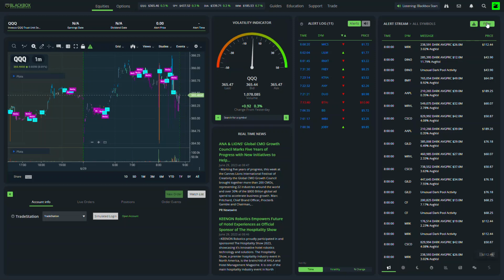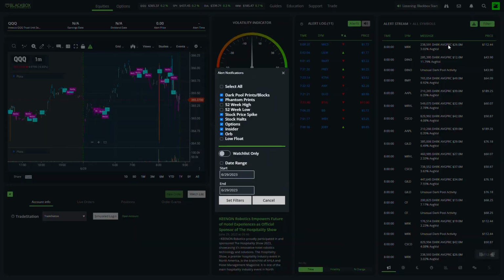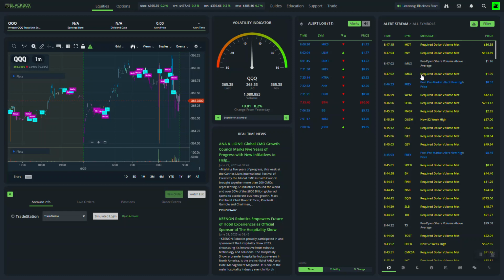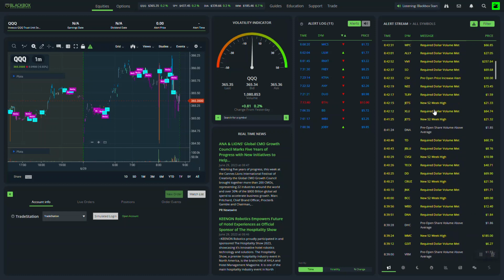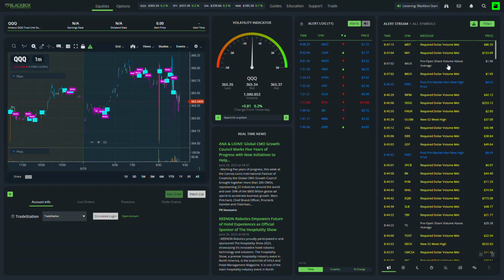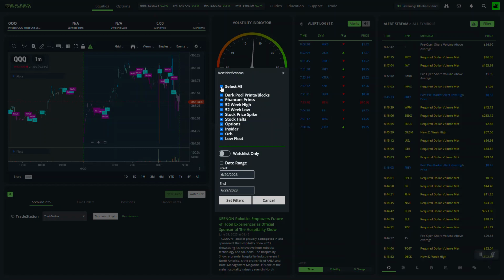So on the alert stream, all the way over here to the far right, this column or this segment of the platform, there are buttons down here where you'll find a lot of the scanners. The alert stream is really important when you look at it to hit that filter button, because if you select everything, you do get a lot of information. So what I recommend on the stock side with the filter is uncheck select all and just hit the items that you want to see.